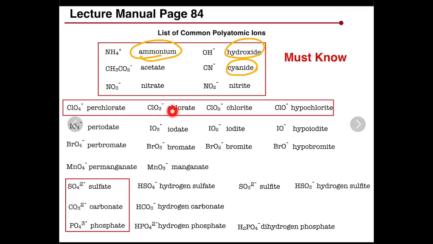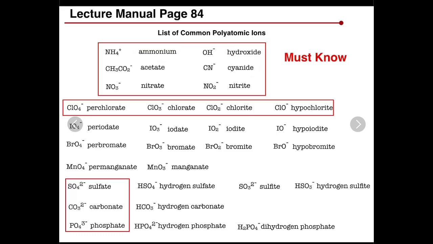The perchlorate will tell you that it's going to have an extra oxygen. Chlorite, ending with ite, means it's going to have 1 less oxygen. Hypochlorite means it's going to have 1 less oxygen again from the chlorite. For example, perchlorate would have 1 more oxygen than chlorate. Chlorate would have 1 more oxygen than chlorite. And then chlorite would have 1 more oxygen than hypochlorite, and that would be the trend for this.